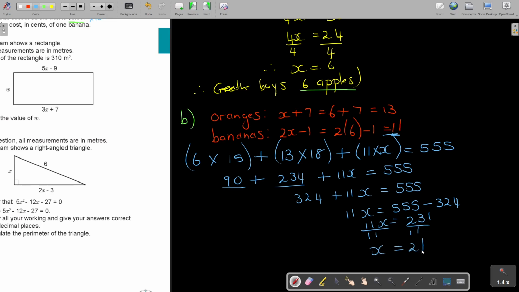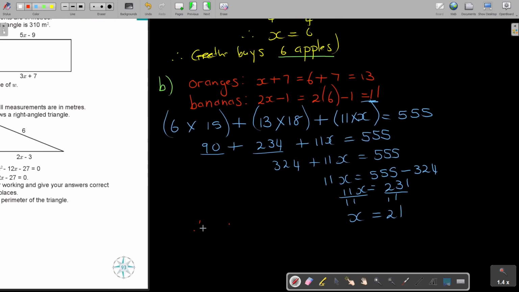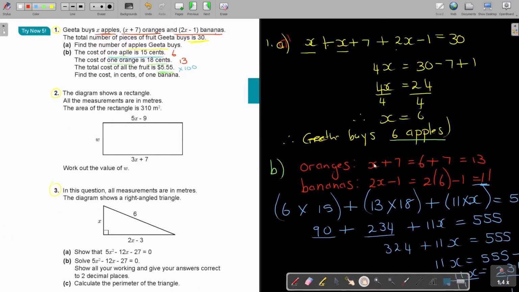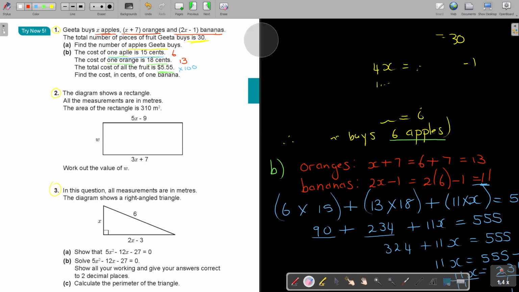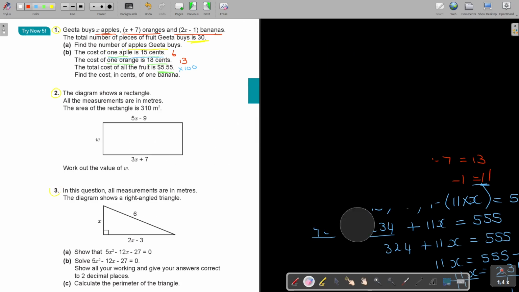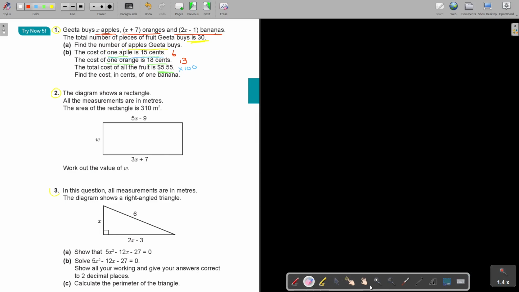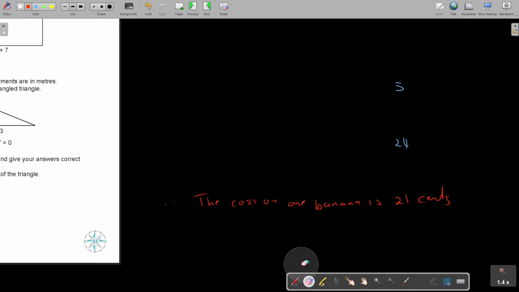What does that mean? That means, therefore, the cost of one banana is 21 cents. Okay, that was a nice linear equation. Do you agree? Very nice, very simple, not even a quadratic equation. Okay, let's do the next one. So practical problems can be linear, they can even be simultaneous equations, they can be quadratic. They love asking quadratic, but it can also be linear.